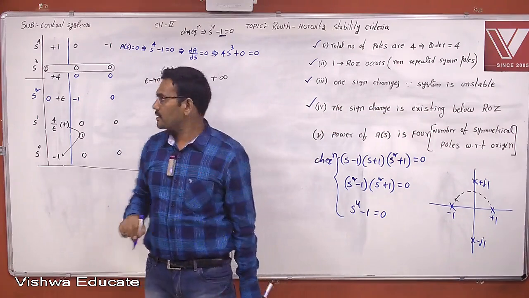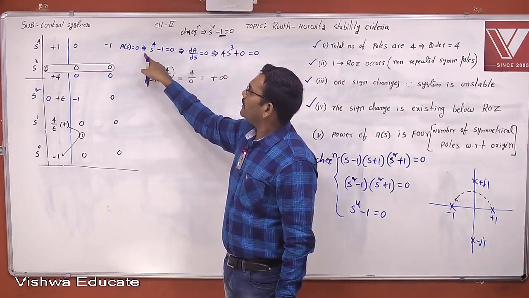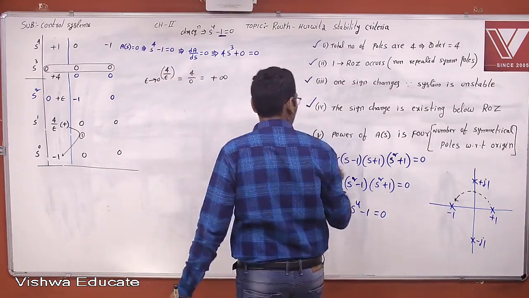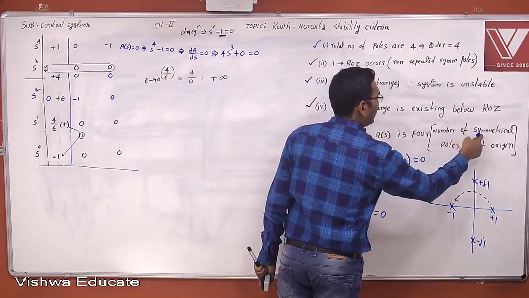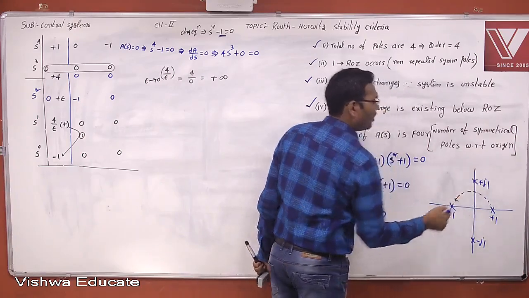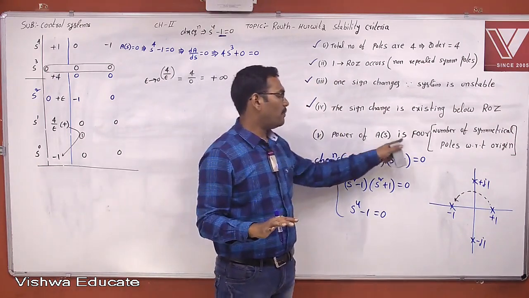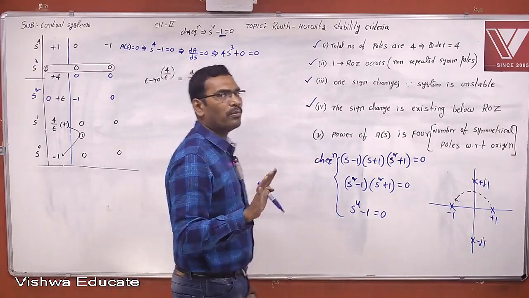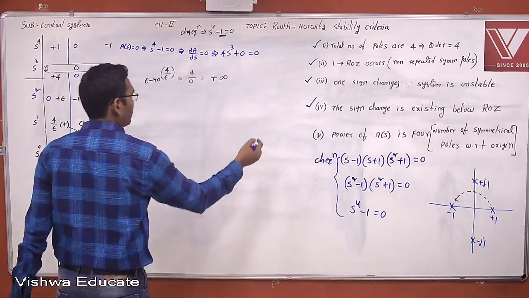Yes. Next, where is the auxiliary equation? This is the auxiliary equation. What is the power of the auxiliary equation? The auxiliary equation power is 4, which is nothing but the number of symmetrical poles with respect to origin: 1, 2, 3, 4. Four poles are symmetrical, which is the power of the auxiliary equation. Understand or not? That is also correct.